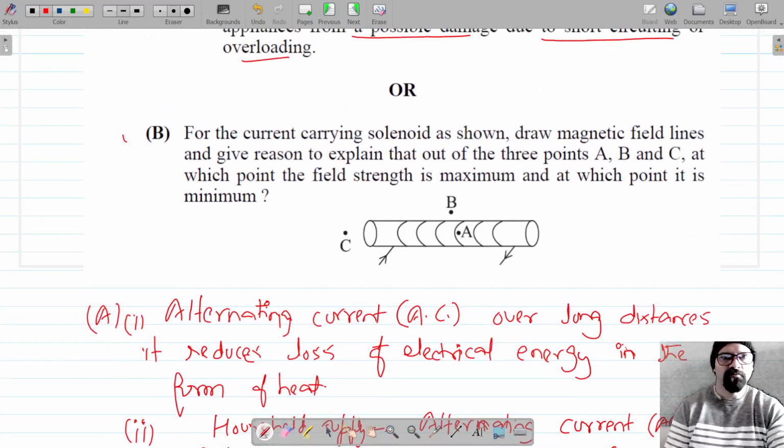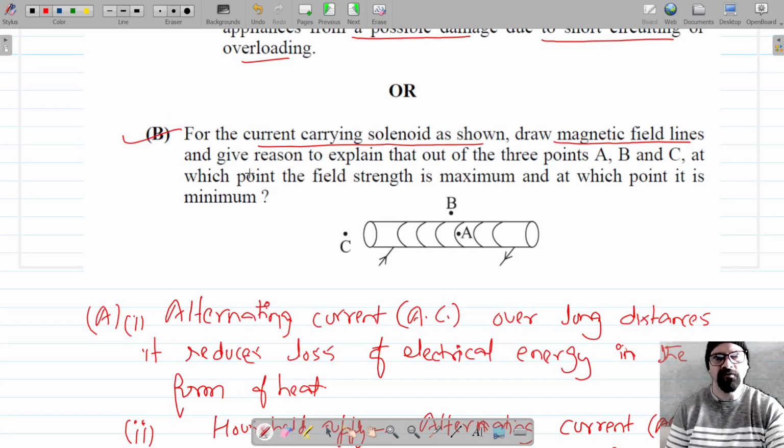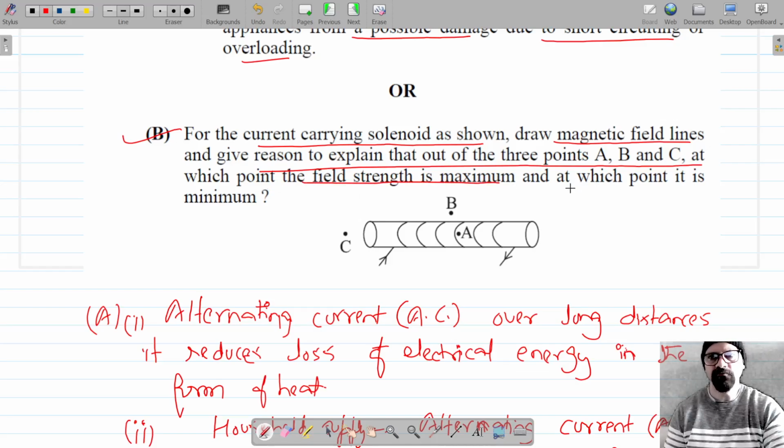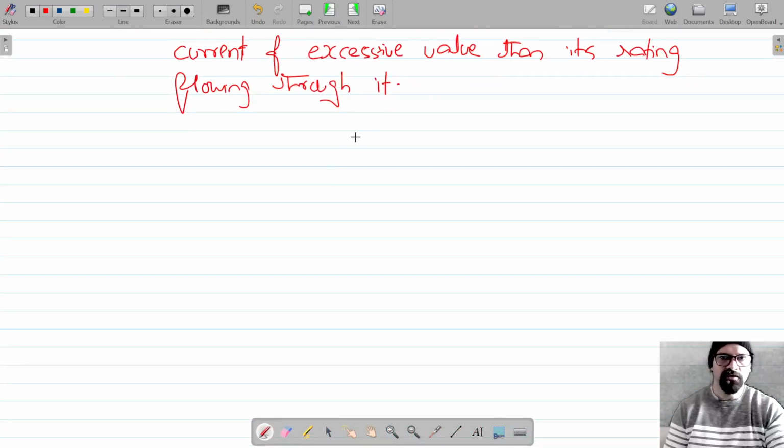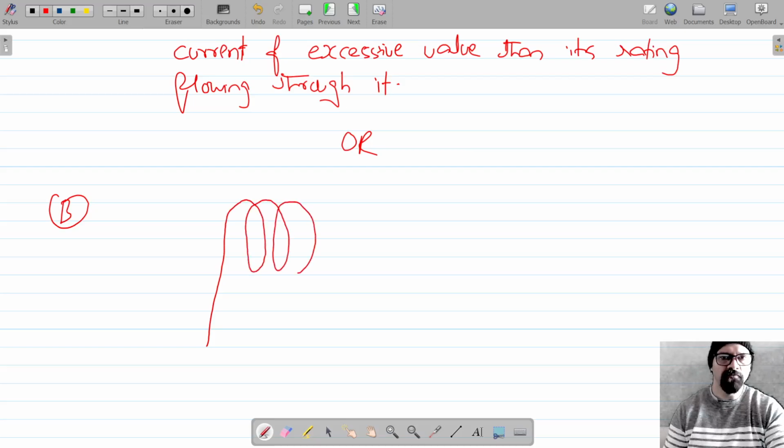Okay, for the next question, B, for the current carrying solenoid as shown in the figure, we have to draw magnetic field lines and give reason to explain that out of the 3 points A, B, and C, at which point the field strength is maximum and at which point it's minimum. Okay, so this is the OR part, and we know that the solenoid is a closely wound insulated copper wire in the form of a cylinder.